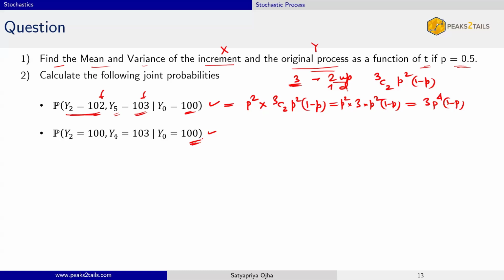Now let's do this one. Think about this a little bit and tell me. Initial value of y is 100 at time t equals 0. What is the probability that y2 is 100 and y4 is 103? Wow, Ritesh is fast. Ritesh is saying it's 0. Do we all agree it is 0? Why is this 0?